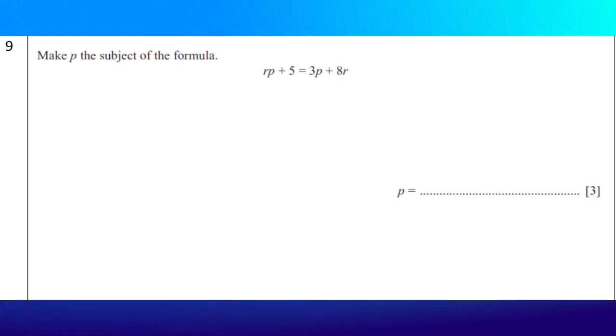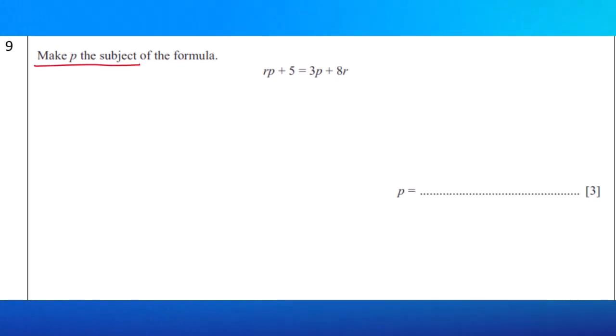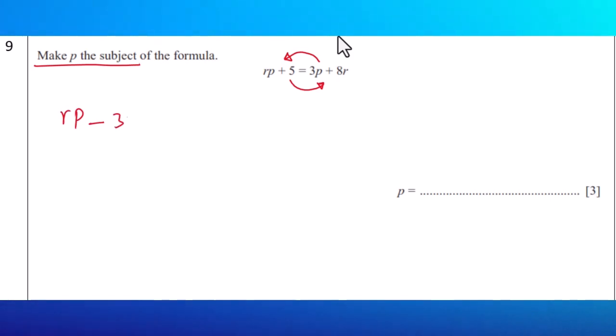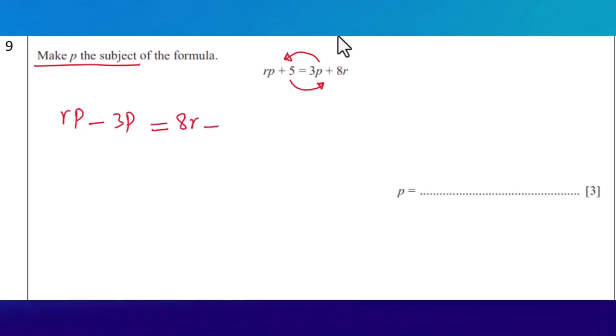Question number 9, they asked to make P the subject of the formula. Okay. There are 4 terms. Rp plus 5 is equal to 3p plus 8r. To make P the subject, we have to combine all P on one side and shift all other terms to the other side. So in this case, we will bring this 3P to this side and we will shift this 5 to the other side. When we are shifting, we have to change the sign. So we will write Rp minus 3P is equal to 8R minus 5.